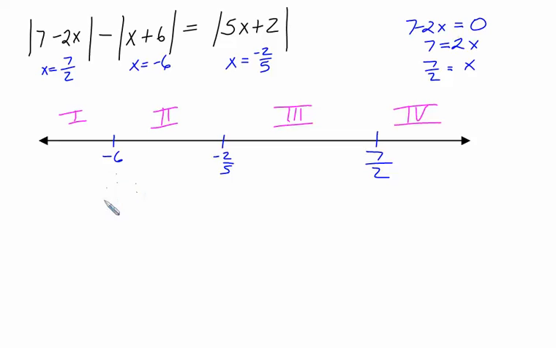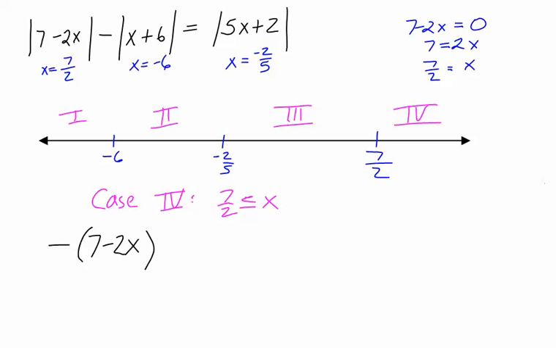And we've got one more case. That will be case 4. And case 4 is going to be when x is greater than or equal to 7 halves. So pick like x equals 10. Over here, this is negative. X equals 10 makes the inside negative. To take the absolute values off, we have to change the sign. Hence, to remove those absolute values, we have to put a negative out front.